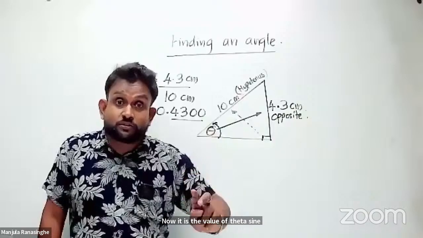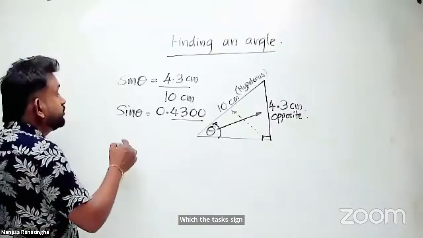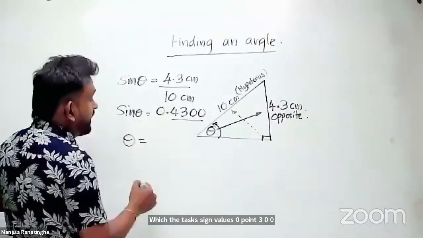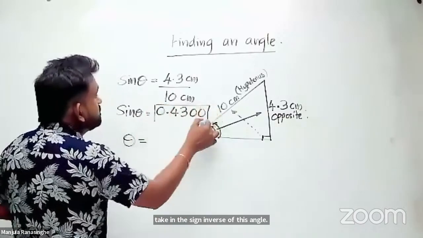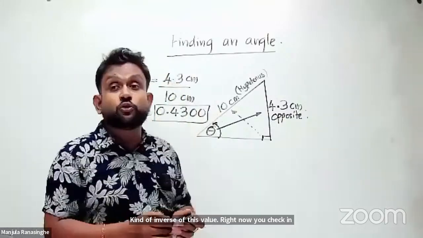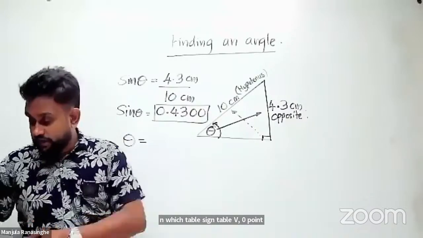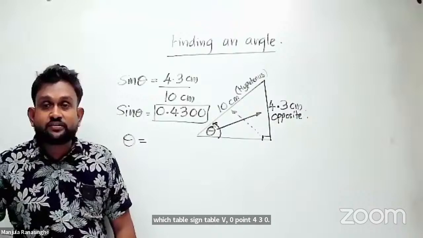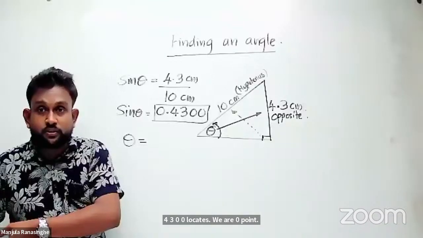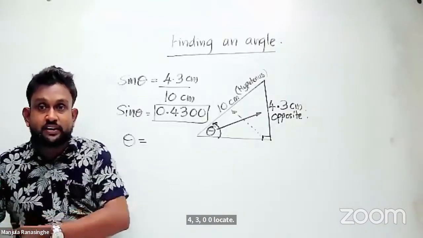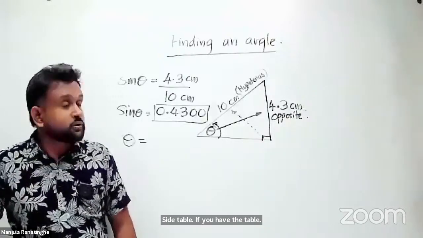Now you check which theta's sine value gives 0.4300. Actually, you take the sine inverse of this value, right? Now you check in which table, the sine table, 0.4300 is located. If you have the sine table, look for 0.4300.